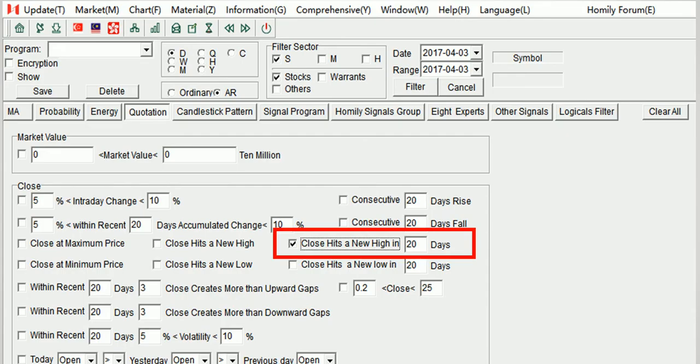So how to find it? Firstly, we click technical filter, then click quotation. Close hits a new high in 20 days. This is the default, so you just use the default. Why? We can see this one, close hits a new high. Is this one possible or not? No, it already hit a new high, so it's too high already, okay? This one closes at maximum price, no need. We just find close hits a new high in 20 days. Okay? So this is the first condition.